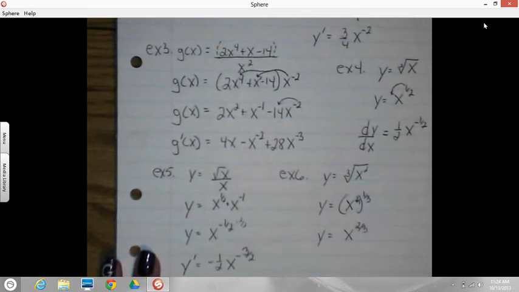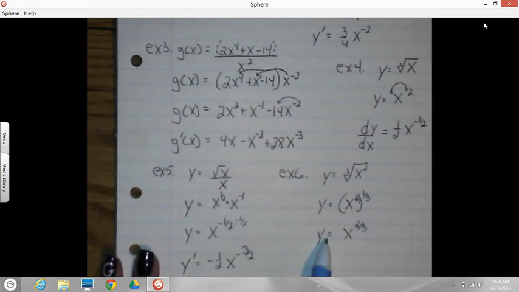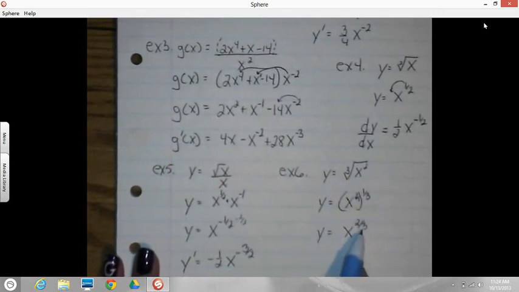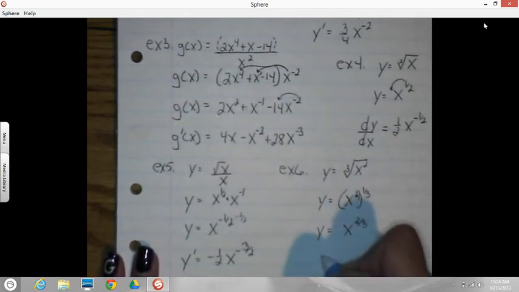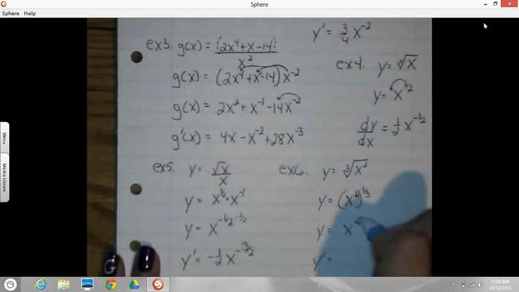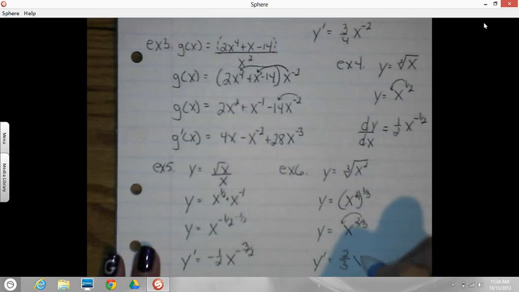Still have not done derivative yet. Don't think that's derivative. That's only simplifying this to get it into the form where we can do power rule on. Bring it down. 2/3. X, subtract 1. I'm going to get negative 1/3. Subtracting 3/3.